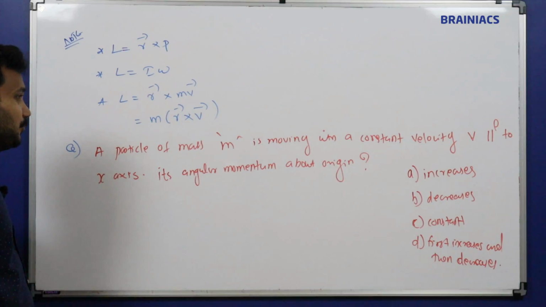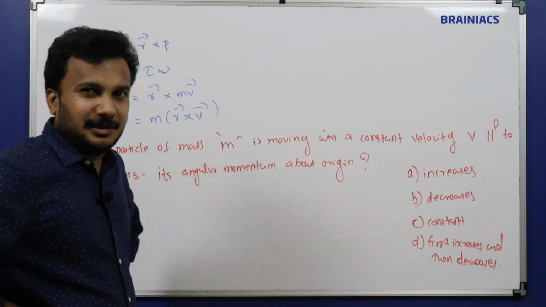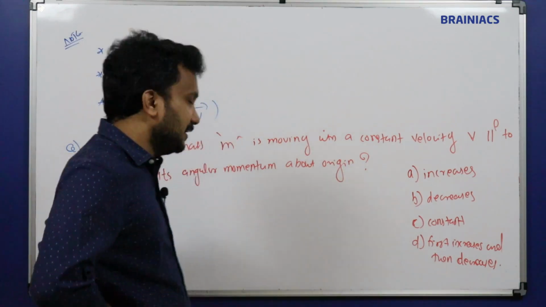Normally we have a tendency to choose whichever is the biggest option. You think option D is the correct answer. Correct? Wrong answer. Option D is not the correct answer. Let's see what the answer is.